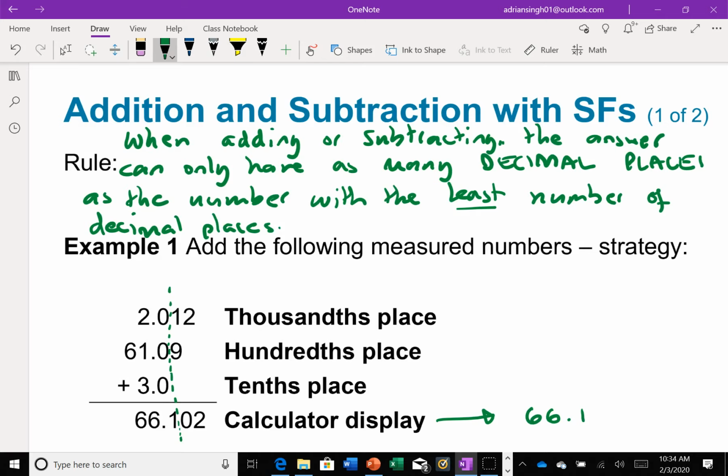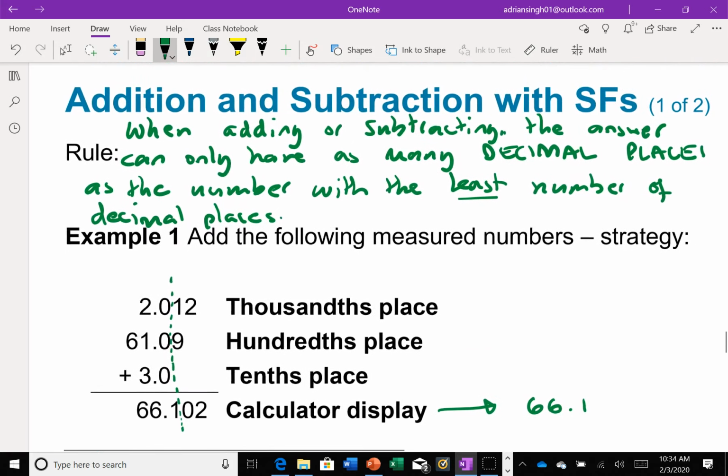So the key difference for addition and subtraction is we look at the number of decimal places. The number that has the least number of decimal places tells us how many decimal places our final answer can have. Okay, so I mentioned to you that I like to do it this way. I like to line up the decimal points so I can see it pretty quickly. You don't have to do it that way if you don't want to. I'm not going to force you to do it that way, but visually when I look at it, I can figure it out really quick.